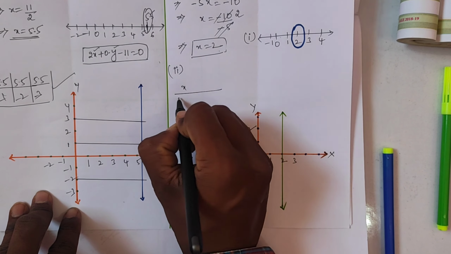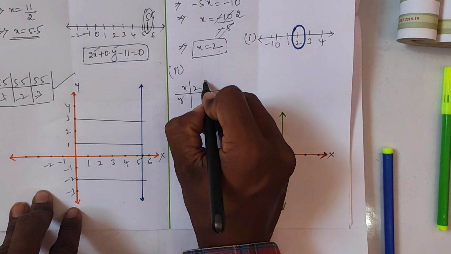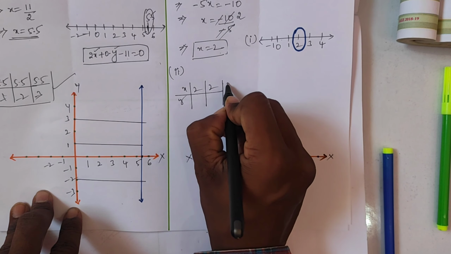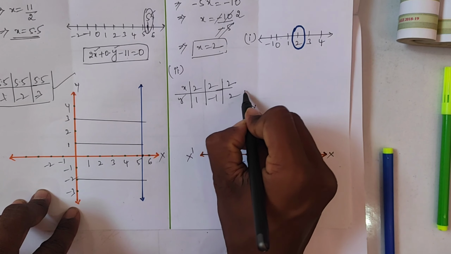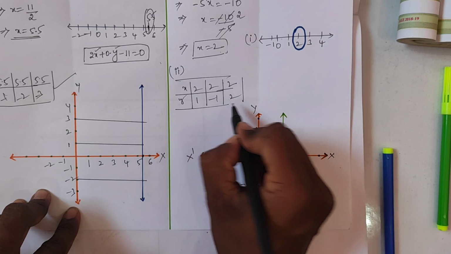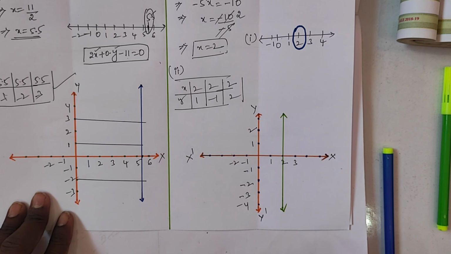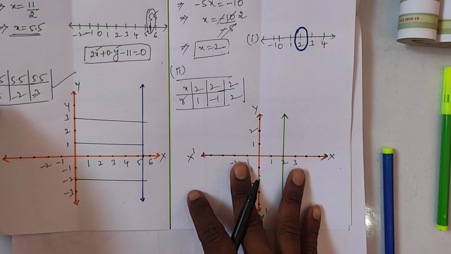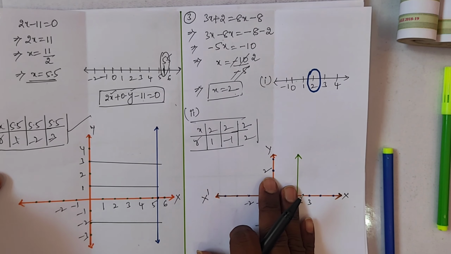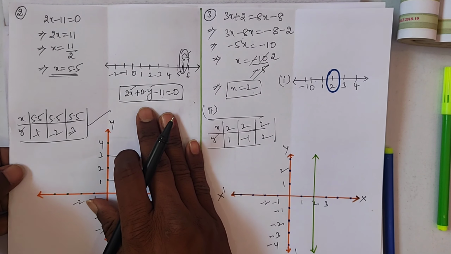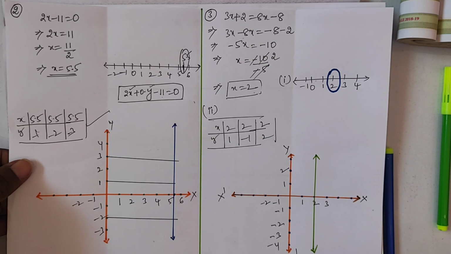If you want to draw the tabular form, x and y, the x value 2 is a constant here. Then what are the values of y? You will get 1, minus 1, 2, like that, because it is parallel to the y-axis. This is about question number 3. Is it clear, everyone? Number line, Cartesian plane. One variable, two variables. Right? Now, question number 4.